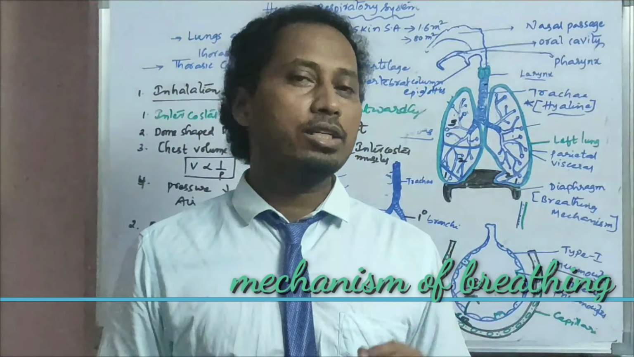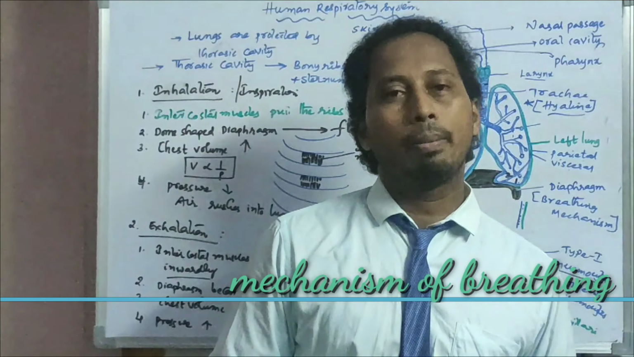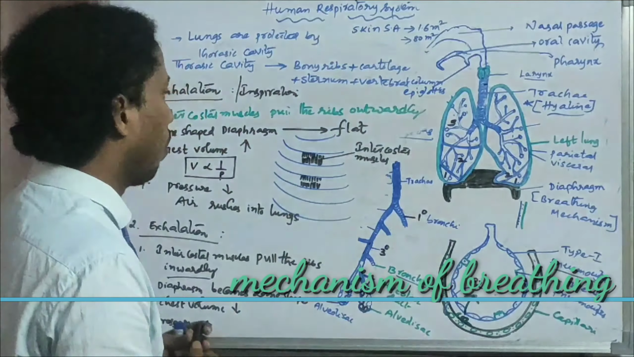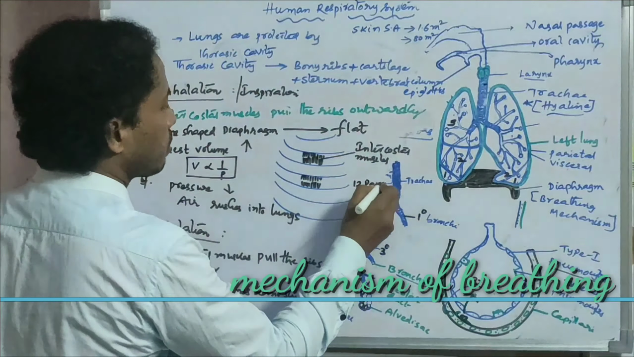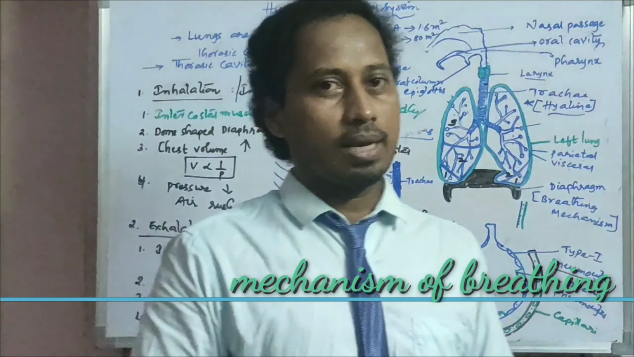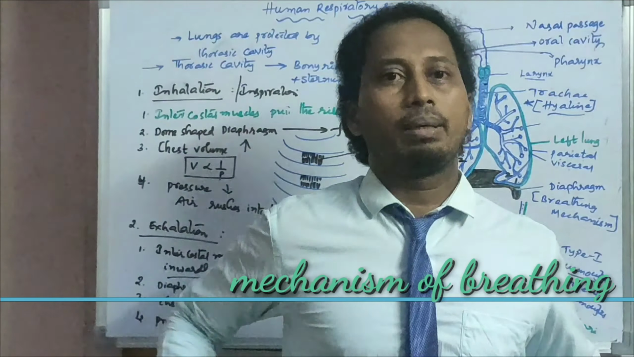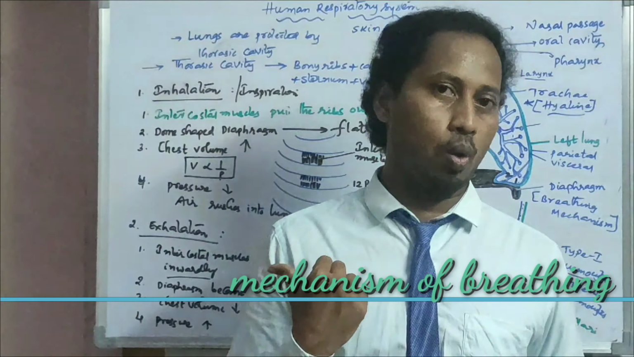Here, I need to tell you one important point. Exactly how many pairs of ribs are present? 12 pairs. From a competitive exam point of view, 12 pairs of ribs. The ribs connect with the sternum on the front side and the vertebral column on the back side. The ribs connect with both the sternum and the vertebral column.